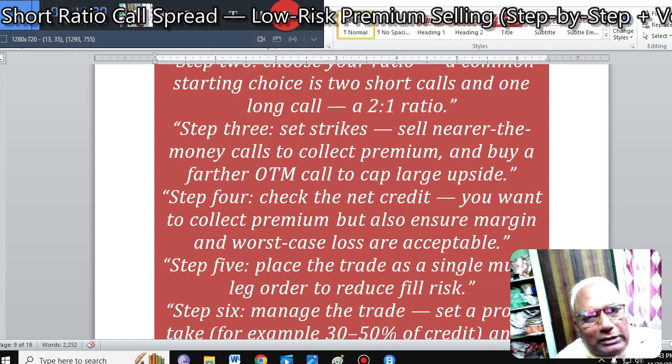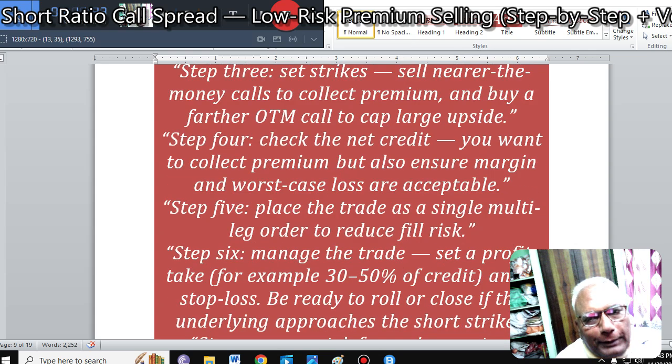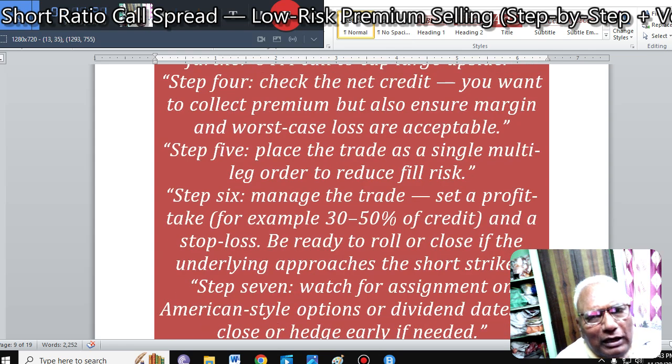Step 3. Set strikes. Sell nearest-the-money calls to collect premium and buy a further OTM call to cap larger upside. Step 4. Check the net credit. You want to collect premium but also ensure margin and worst case loss are acceptable. Step 5. Place the trade as a single multi-leg order to reduce fill risk.